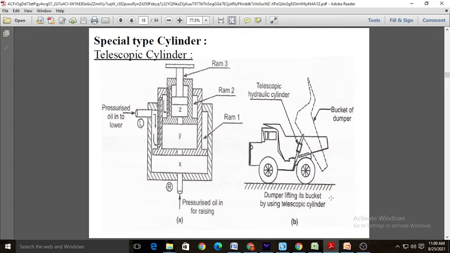So dumper lifting is achieved by the telescopic cylinder actuator, where a number of cylinders, you can see X, Y, Z. These cylinders are mounted one after another, and when we pressurize oil entering here, the cylinders start extending one after another, producing the linear motion.